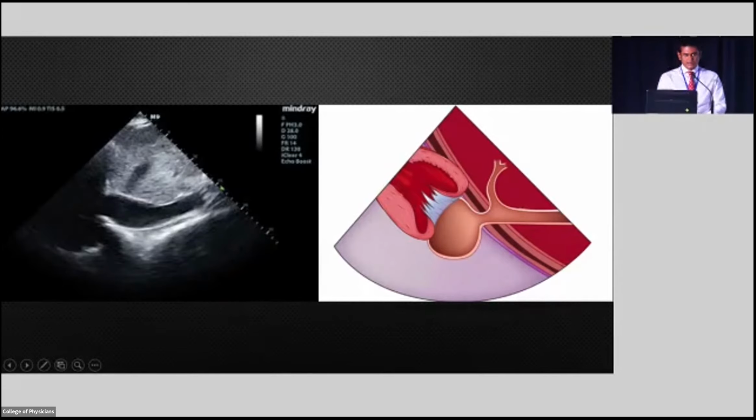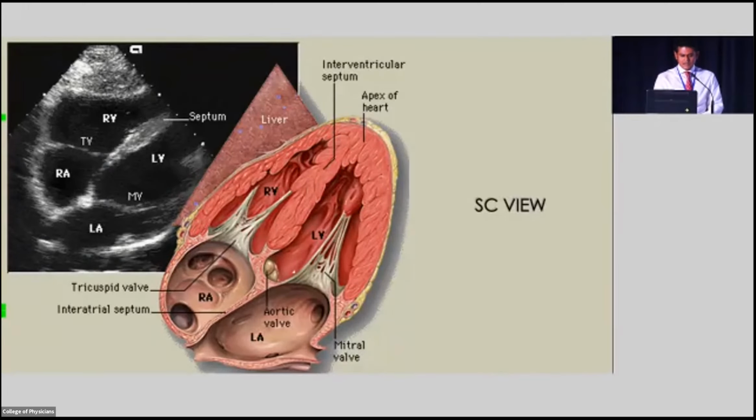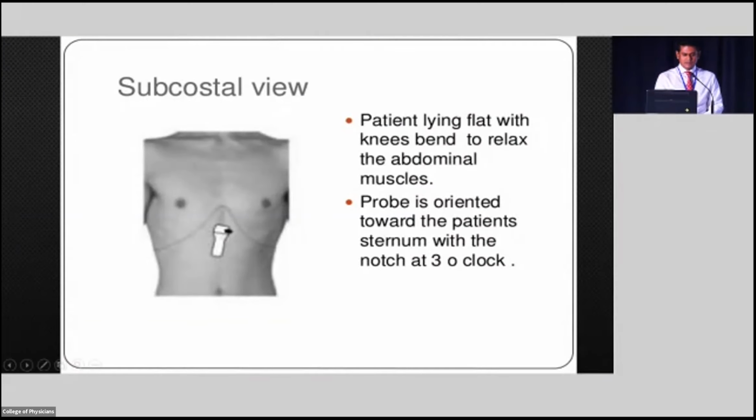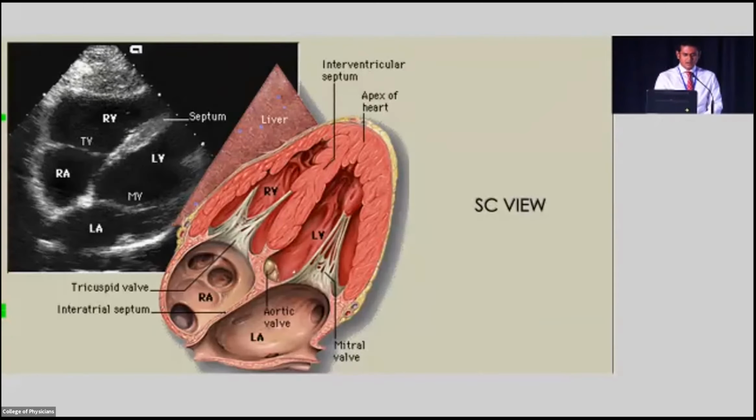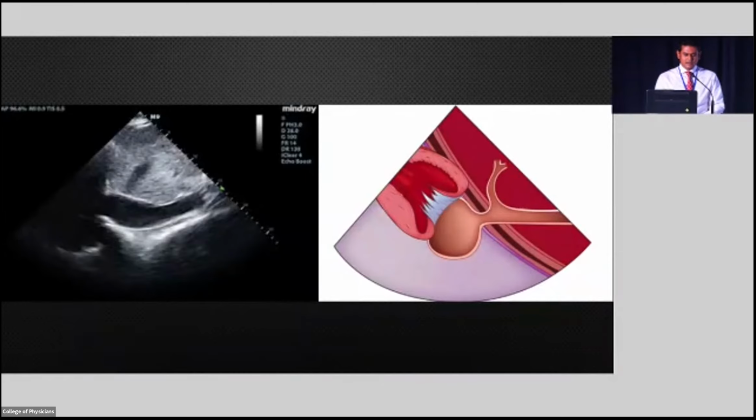There are two ways you can get it. You can turn the probe anti-clockwise at the subcostal position, and then you might get the IVC. Or you keep the probe in the middle at the subcostal area and slide it towards the right side.